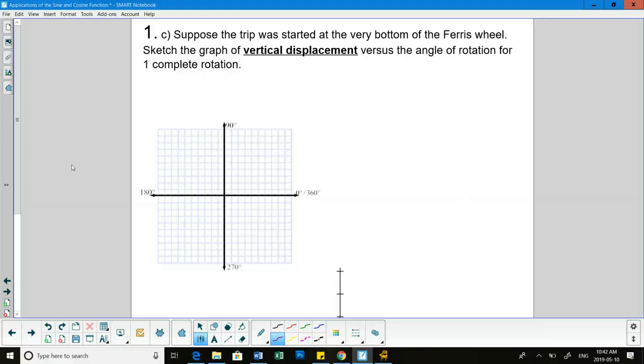Part C. Suppose the trip was started at the very bottom of the Ferris wheel. Sketch the graph of the vertical displacement versus the angle of rotation for one complete rotation. Okay, so instead of us tracking vertical displacement starting at the usual 0 position, it's saying we now want to start at the bottom, which is where we would normally get onto a Ferris wheel anyways, right? We're not getting onto the Ferris wheel at the side of the Ferris wheel. So we're acting as if we're literally getting onto a Ferris wheel where we normally would, and we're tracking the vertical displacement above or below the center. So we're going to see the effect on our graph when we do that. So same deal, again, it's going to be 8s all around.